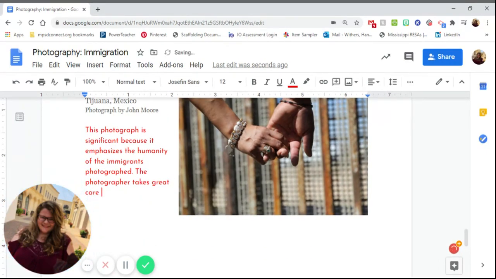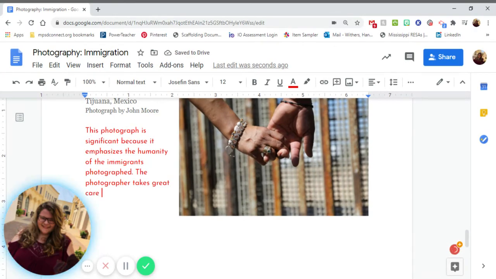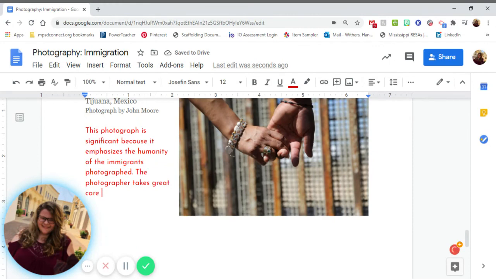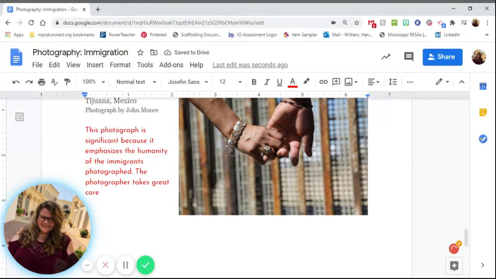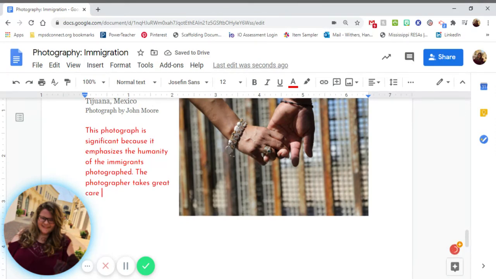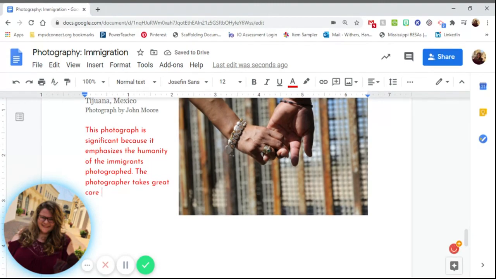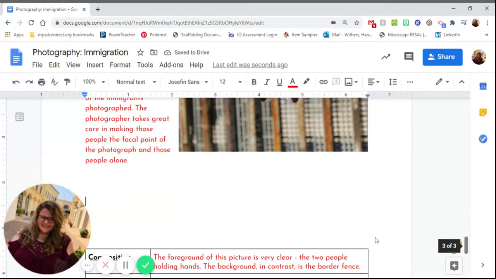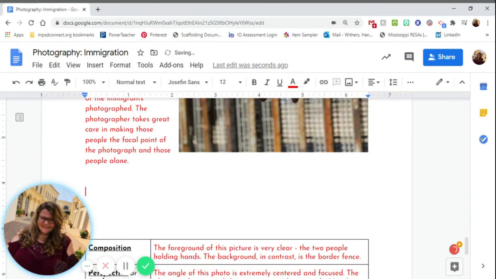All right, so the photographer takes great care in making those people the focal point of the photograph and those people alone, right? And that's all we're doing. It's not that complicated. There's not a right or wrong answer. We're just trying to unpack what makes photos important, what makes them significant.